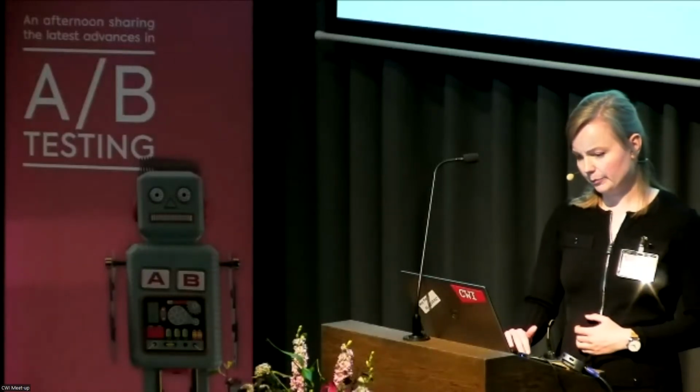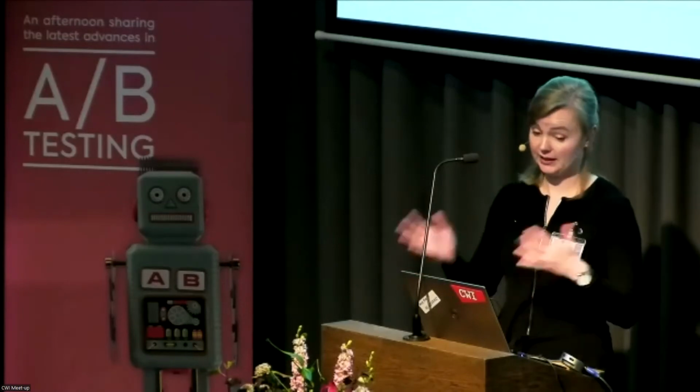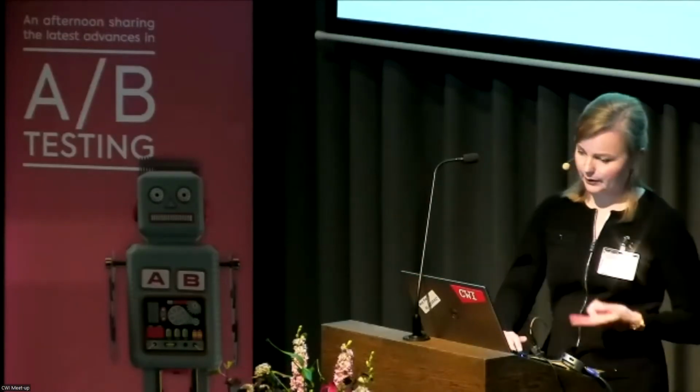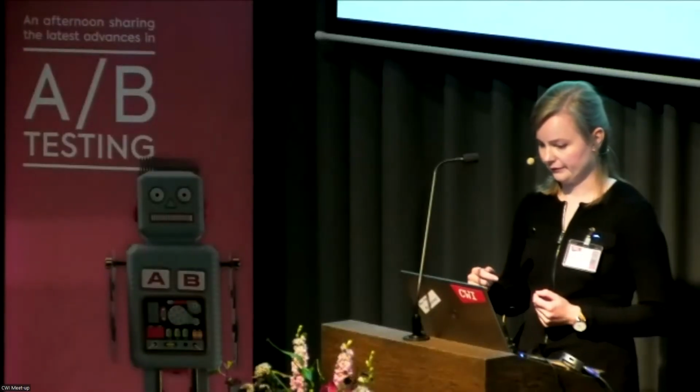So the probability of falsely rejecting this null hypothesis is again bounded by alpha, because we still have this E process. And that is the trick why we can use it to construct these anytime valid confidence sequences. We include in our confidence sequence all values of the effect size function for which we have not rejected the null hypothesis, so for which our E variable was not surprisingly high. And this then gives us the coverage at the level 1 minus alpha we want, for example, 95%, if we again choose alpha to be 0.05.